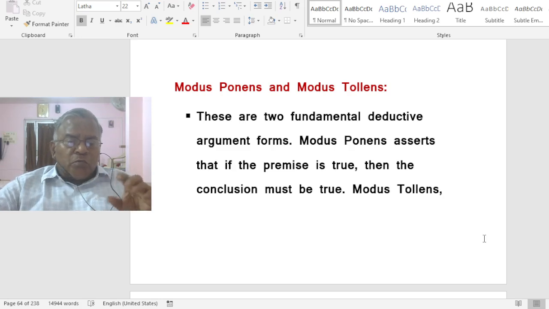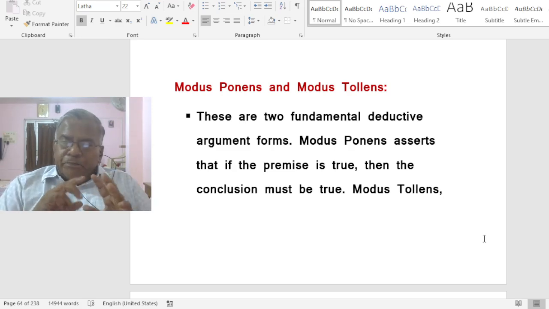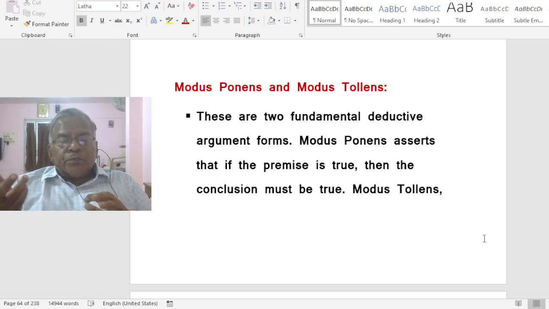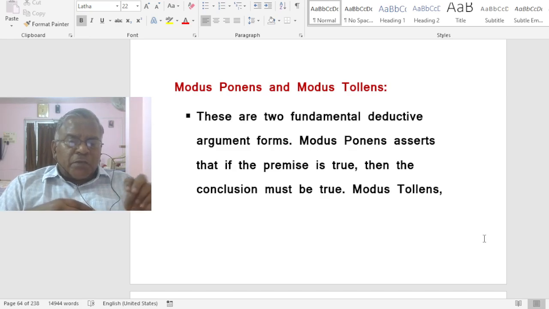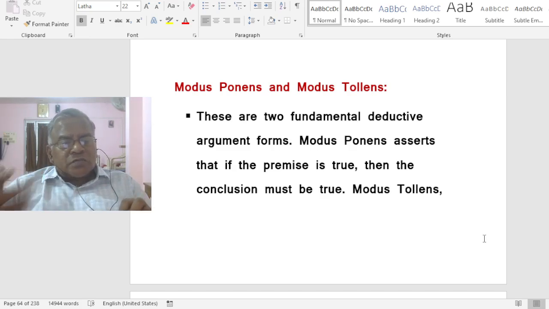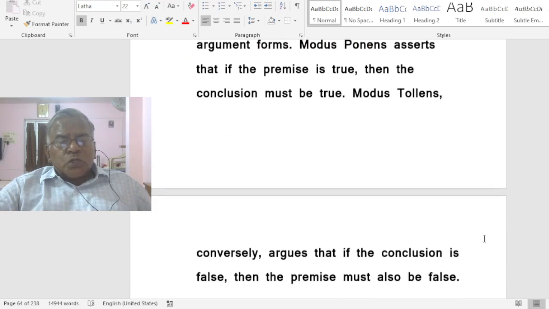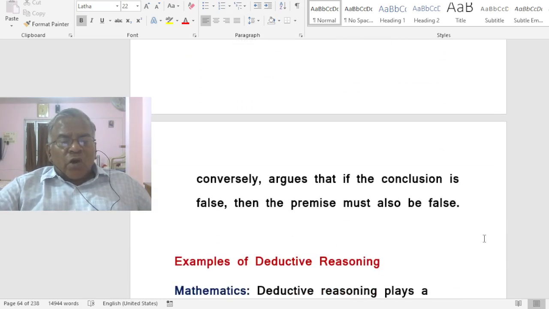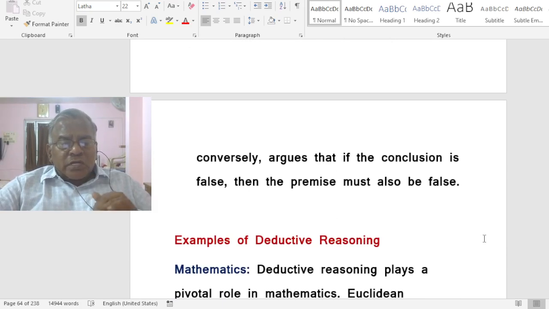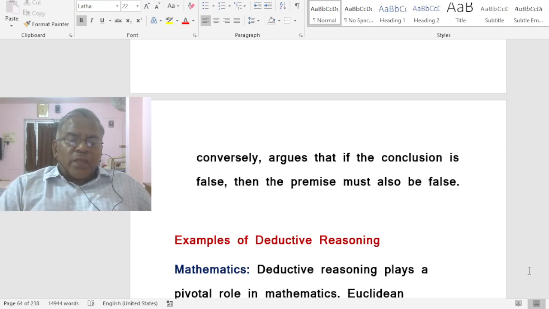I hope you understood. Modus ponens: if P is true, then Q is true. P is true, so Q is true. So that is modus ponens. It asserts that if the premise is true, then the conclusion must be true. Whereas modus tollens conversely argues that if the conclusion is false, then the premise must also be false.